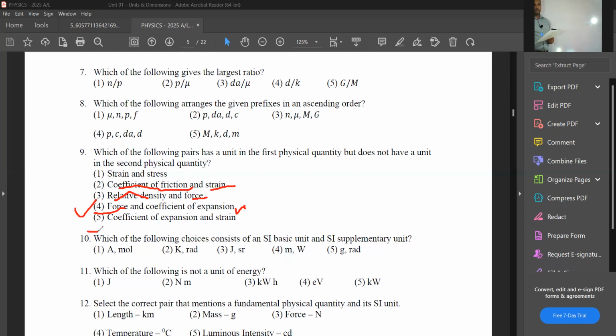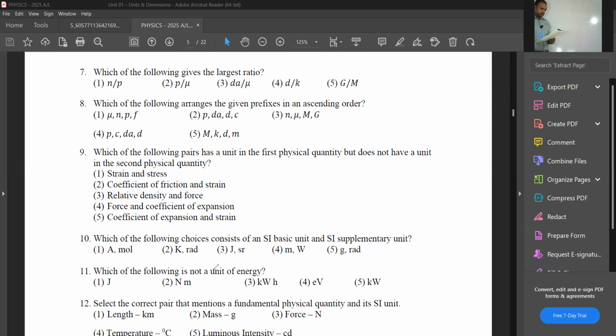Then the fifth one, coefficient of expansion and strain. You know this one. Strain does not have a unit. Coefficient of expansion does have a unit. Coefficient of expansion has a unit, but strain does not have a unit. So my answer is answer number 5, because I have to select the pair where the first one should have a unit and the second one should not have a unit. So my answer is equal to answer number 5.